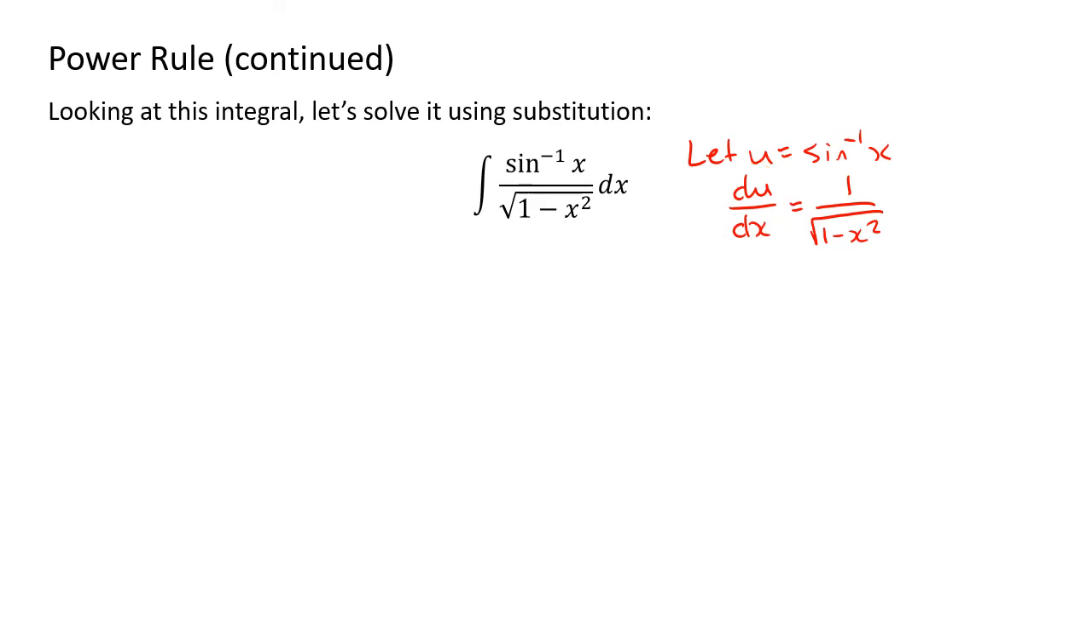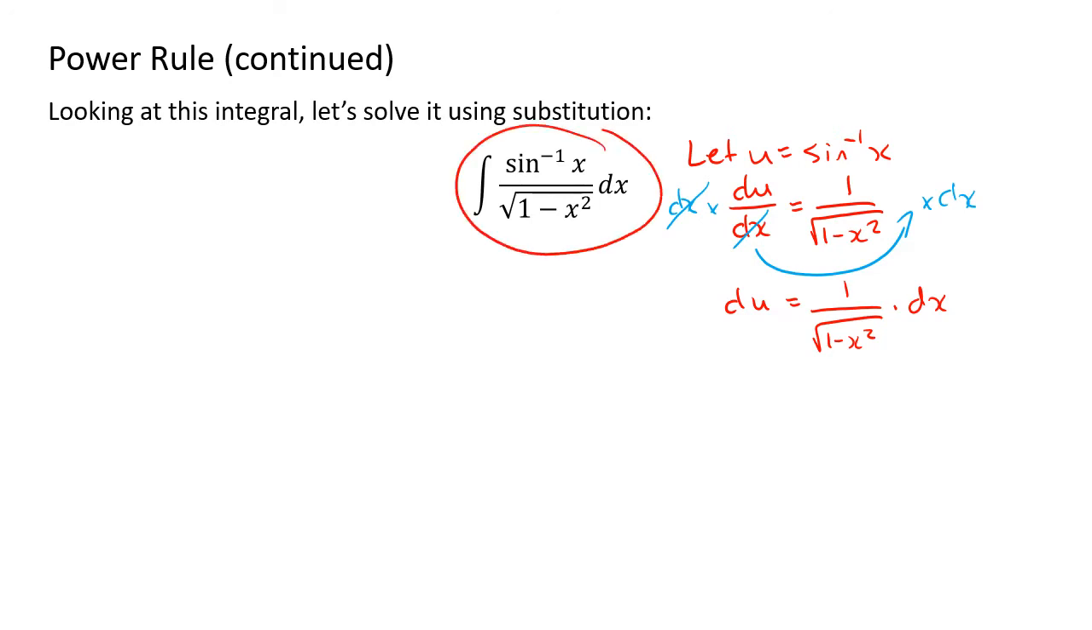And you can actually move the dx to the other side by multiplying both sides by dx. Okay? So on the left-hand side, the dx's would cancel. And we have that du is equal to 1 over the square root of 1 minus x squared times dx. So now we have two different items that represent functions in here. So substitution's goal is to make your integral easier.